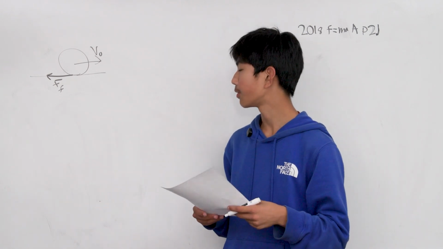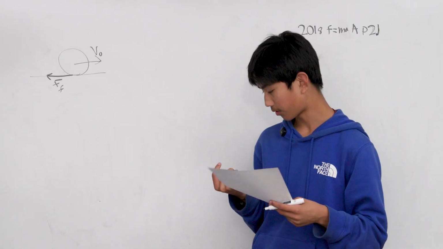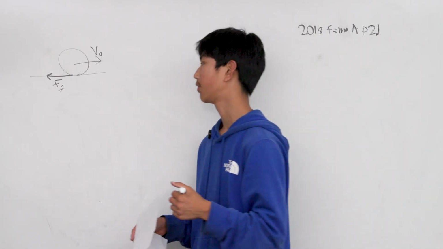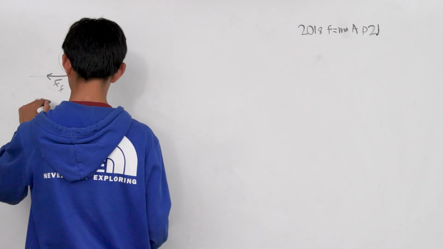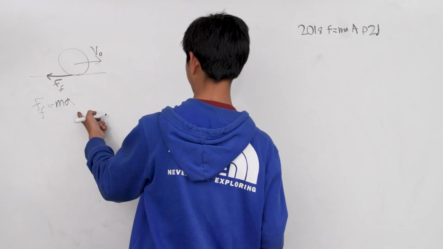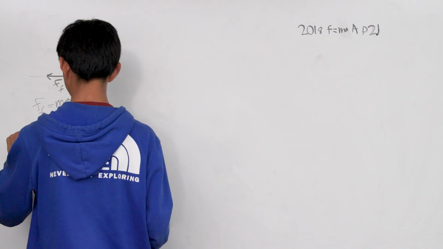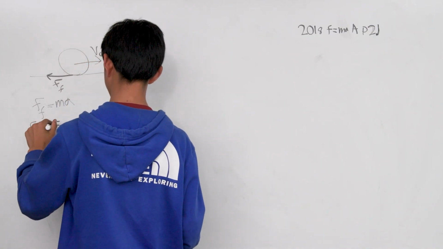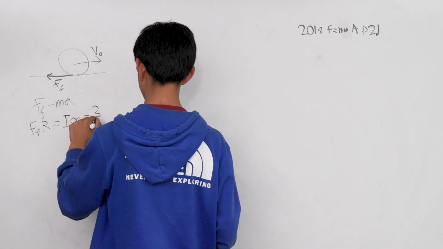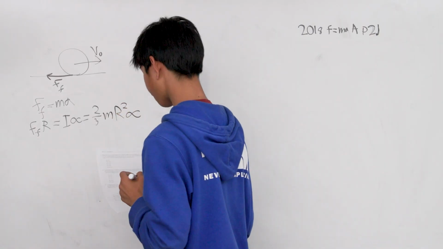So we know there's a frictional force acting against it. In order for it to roll without slipping, we need to account for the frictional force. So we have F_f equal to ma. And from this equation, we also know that F_f times R is equal to inertia times alpha, in this case 2/3 R squared times alpha.